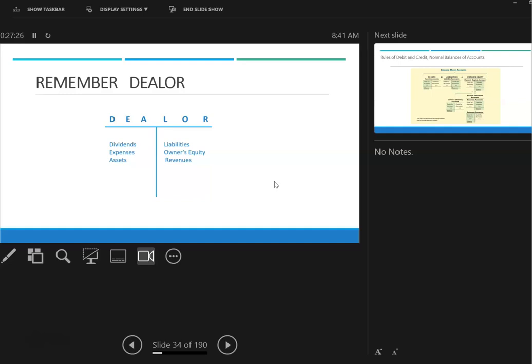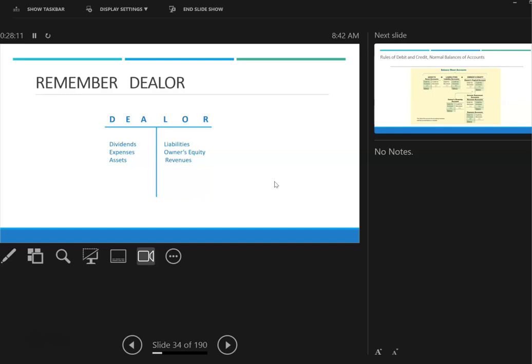This is a huge slide for me. Everyone write this down. Think of this. DEALOR, D-E-A-L-O-R. DEA is on the left hand of the equation, LOR is on the right hand of the equation. What this means are dividends, expenses, and assets have a normal debit balance. LOR, liabilities, owner's equity, and revenue have a normal credit balance. Does that make sense, guys? I call them dividends, you can call them drawings, the equity drawings.